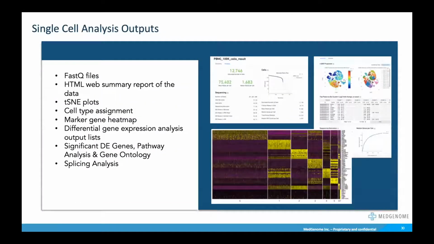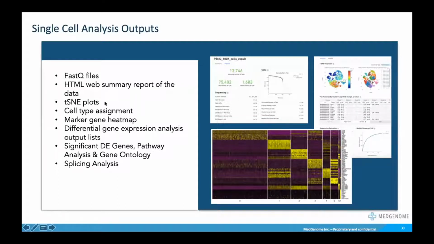And so in addition to all of that, we provide a number of other different outputs from our single cell analysis. And all of this, as I mentioned, is delivered through our Mango platform. So it begins with FASTQ files that are shared via FTP, an HTML web summary report of all of the data that includes 10x outputs, as you see here, where I'm hovering my mouse over.